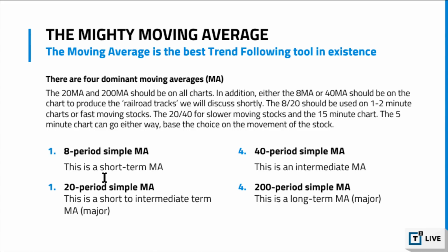So this is a short-term MA. The 20 is intermediate and it's major. It's short-term to intermediate, and it's important. That's the most important moving average. It's the most watched. That and the 200, but the 20 is much more useful because the 20 tags price. It follows price. The 200 usually lags price and is useful if price drops into it.